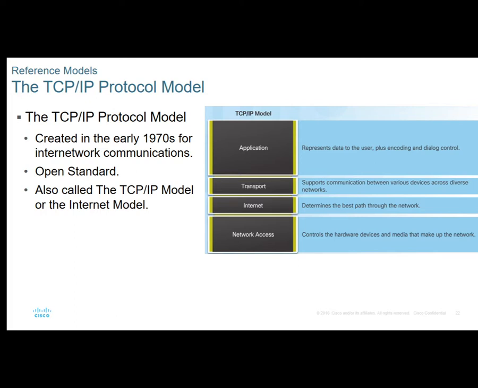It's got the internet layer, which determines the best path for the network. Hey, that sounds like routers and switches and stuff out there, doesn't it? And then the transport layer supports communications between various devices across a diverse network. Sounds like the connection between all these different networks. And then the application layer, doesn't that sound like the regular application layer we just talked about? It represents data to the users, plus encoding and dialogue control.